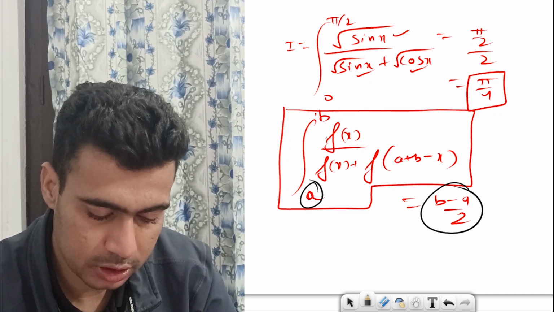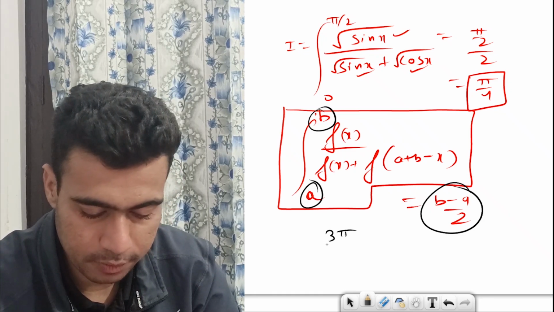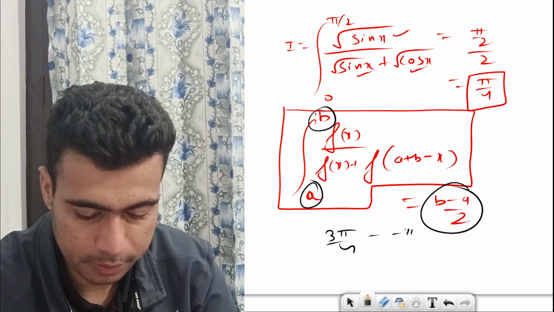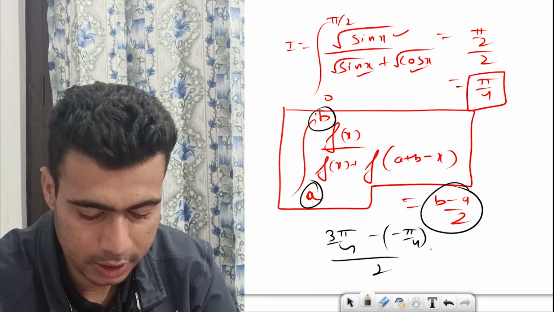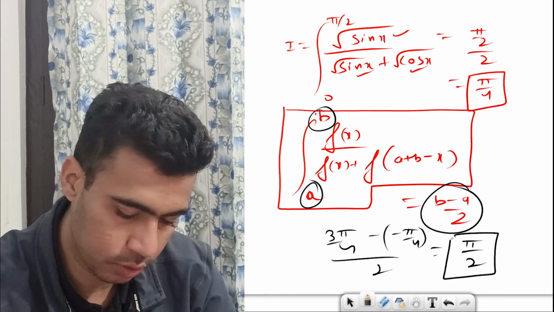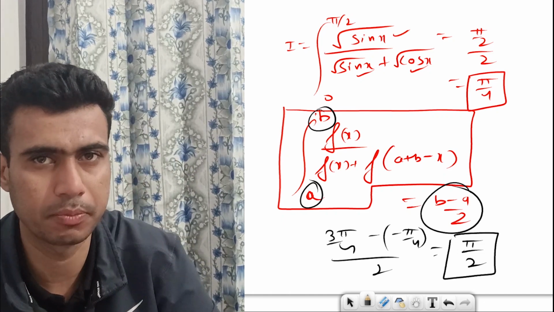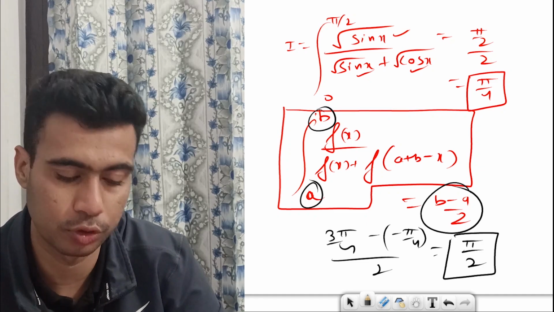b minus a by 2, because it's not for 0 to pi by 2 only, it's for any a and b. So if you see b is 3 pi by 4 and your a is minus pi by 4, so you apply minus pi by 4 here, 3 pi by 4 plus pi by 4 is pi, by 2. So actually, the answer will be changed, it will be pi by 2, not pi by 4. So it's like your bonus thing, you will be able to solve two types of questions.